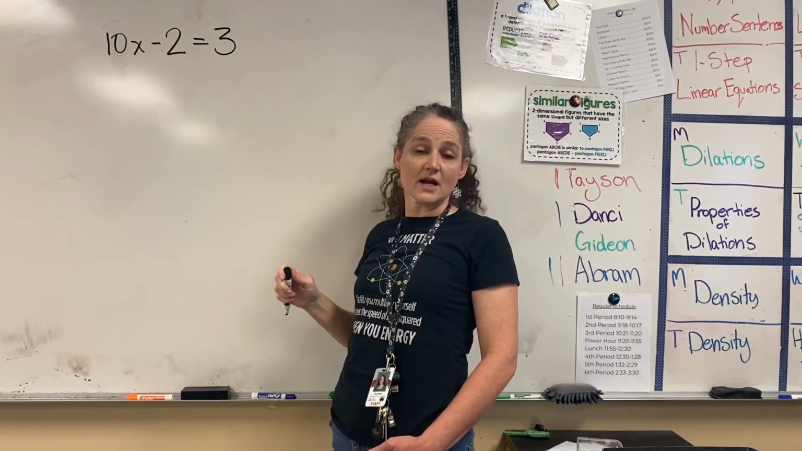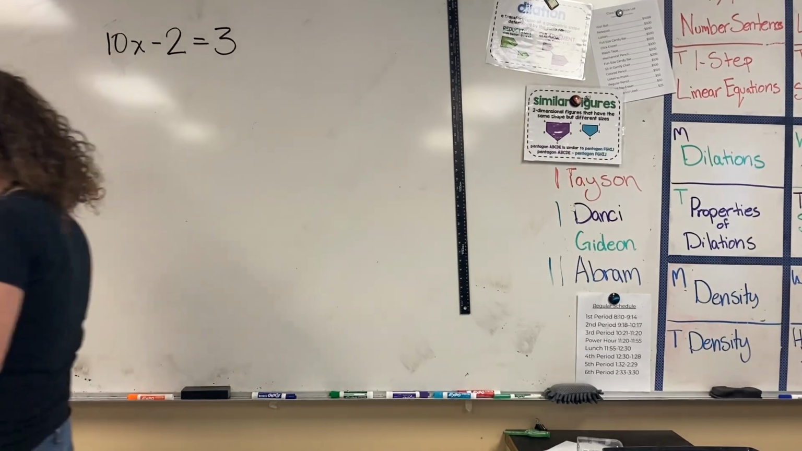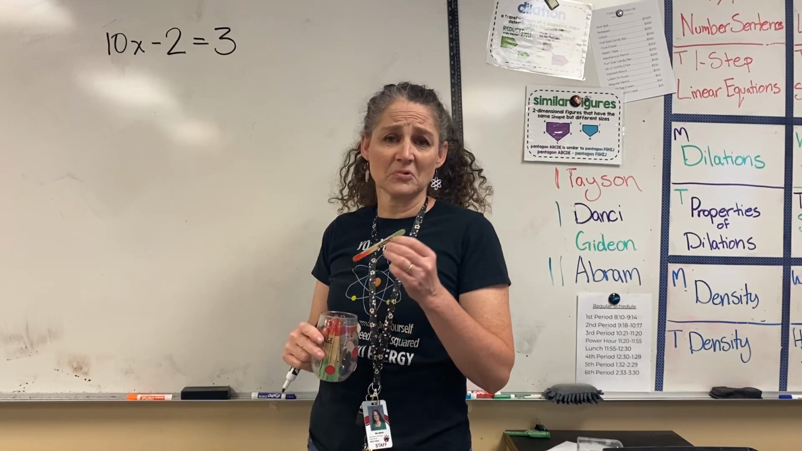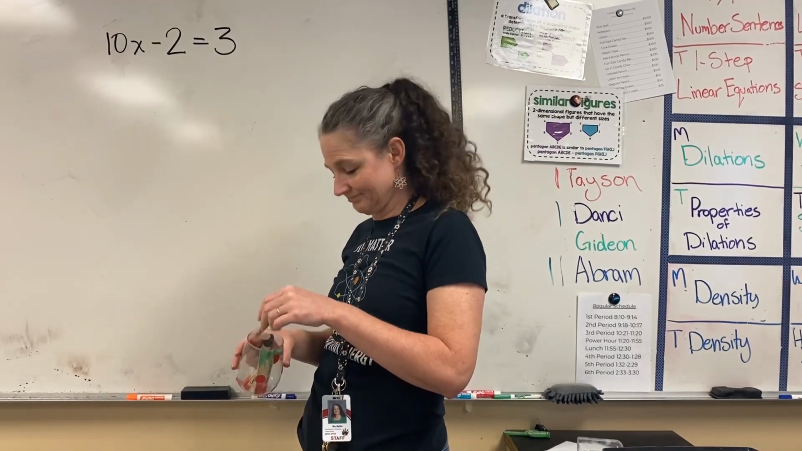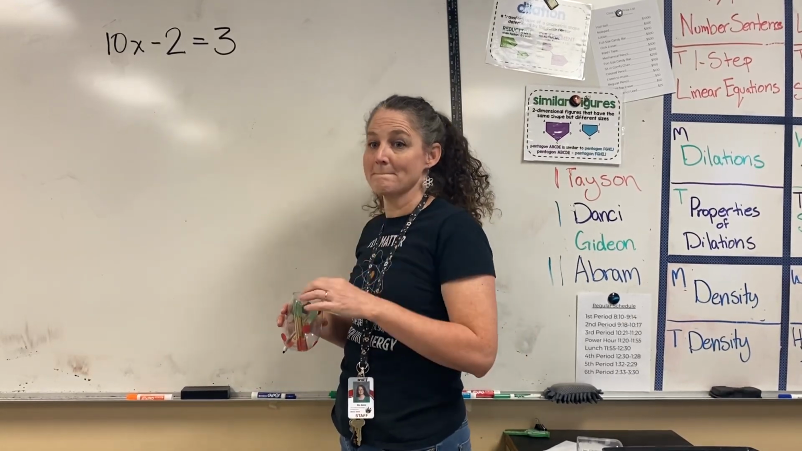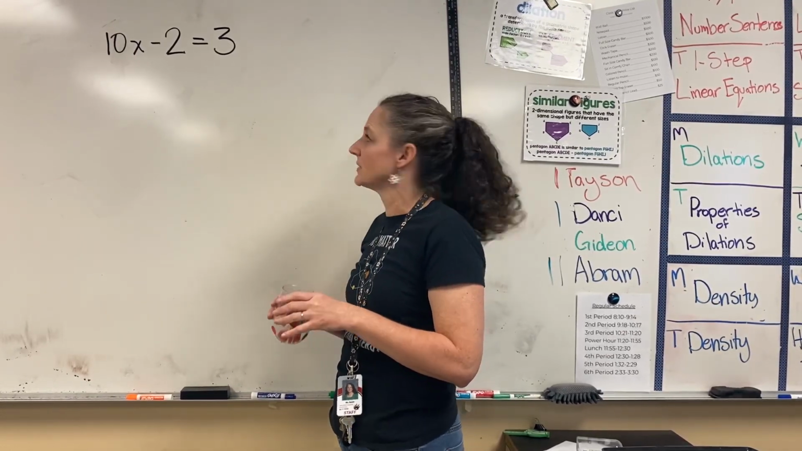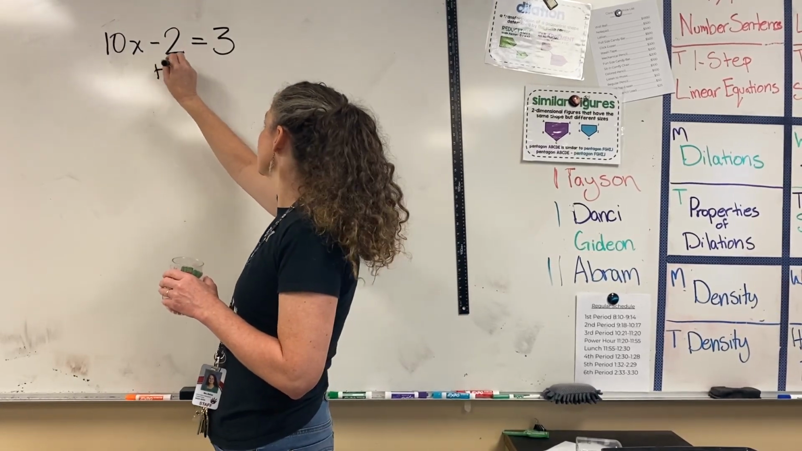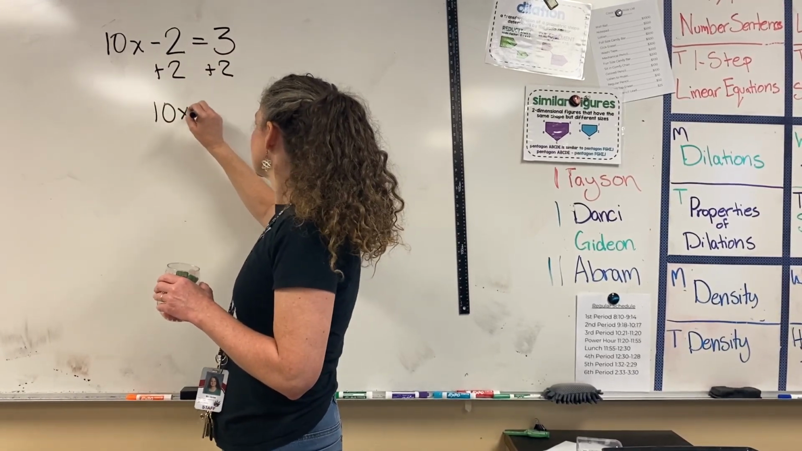Okay, we're not doing it in our heads though. So what step do I do first? Mac! What step do I do first? You add 2 to each side because I'm undoing PEMDAS, right? So I'm going to add first. So add 2. So I have 10x equals 5.